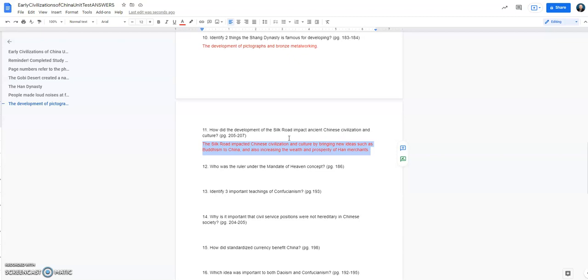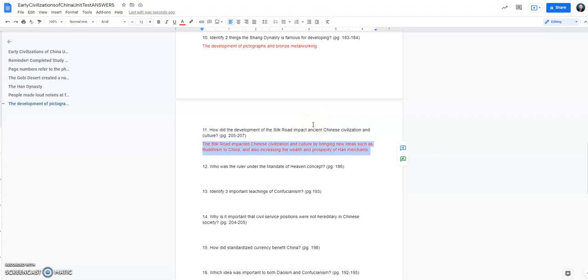Ideas, most famously Buddhism. Buddhism would come from India and into China, where it would flourish, right? And Buddhism is still very popular in China today, right? So the Silk Road was this road that connected China with the rest of the ancient world, and it had a lot of benefits for everyone, especially China. They got rich and they got Buddhism and many other ideas.